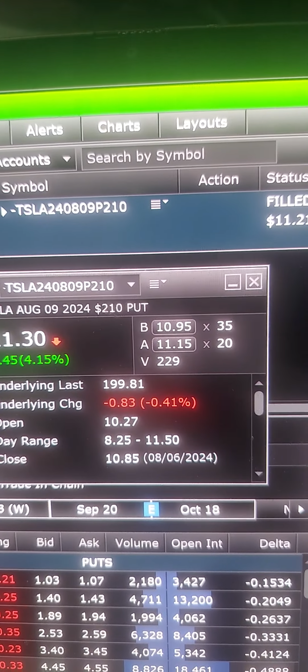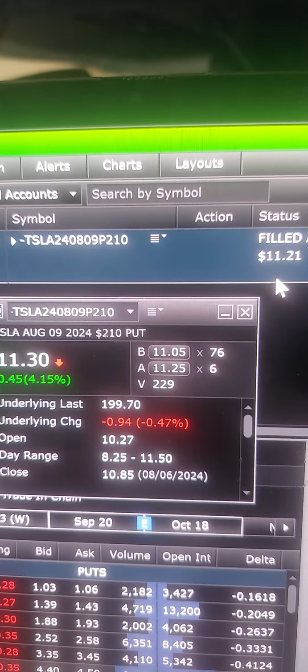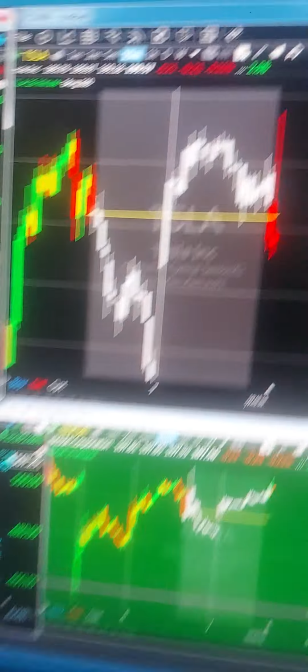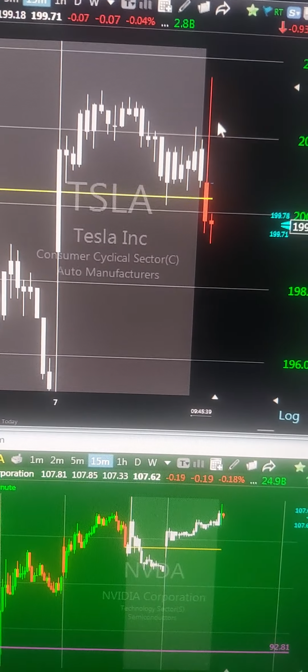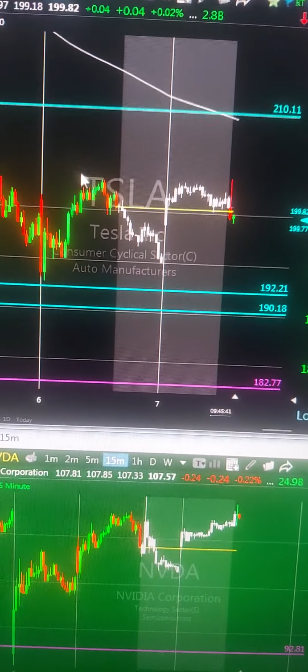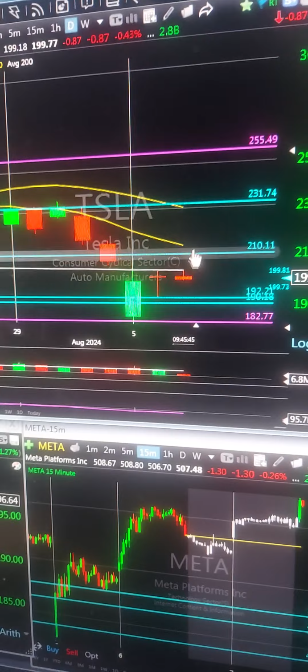All right, it's Wednesday, August 7th. I'm buying some Tesla 210 puts here at 11:21. This is on the 15-minute chart that had the big shooter bar on bar number one. Took out the pre-market highs, took out yesterday's high, so I'm looking for kind of a two-up failure on the daily chart here.